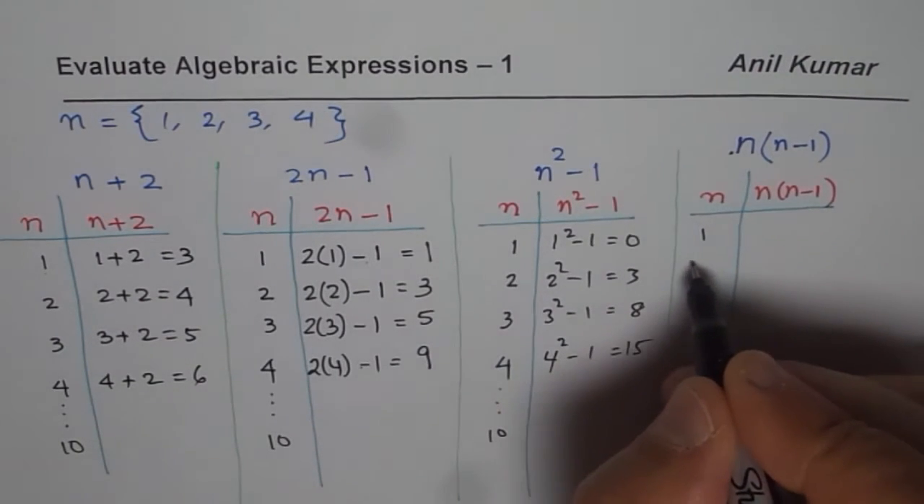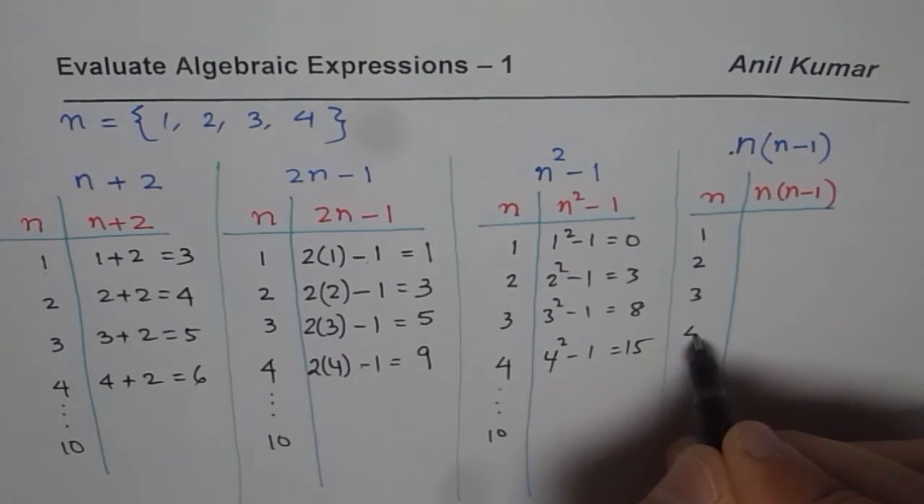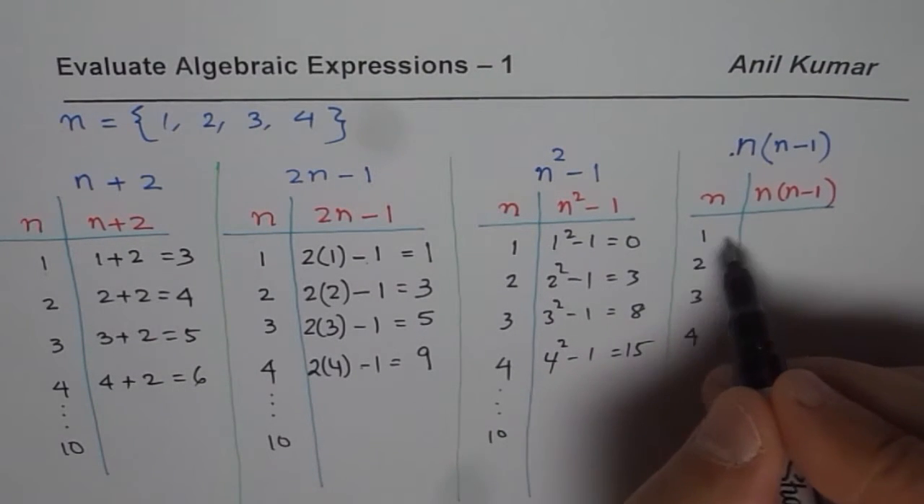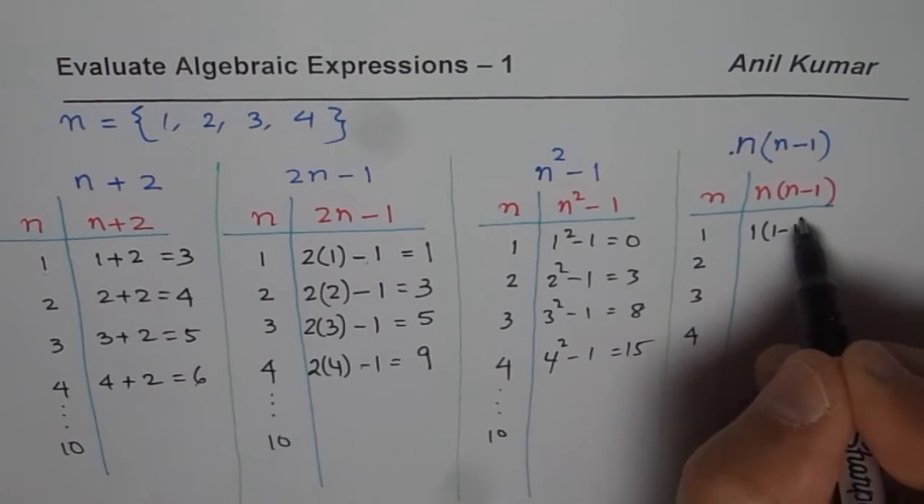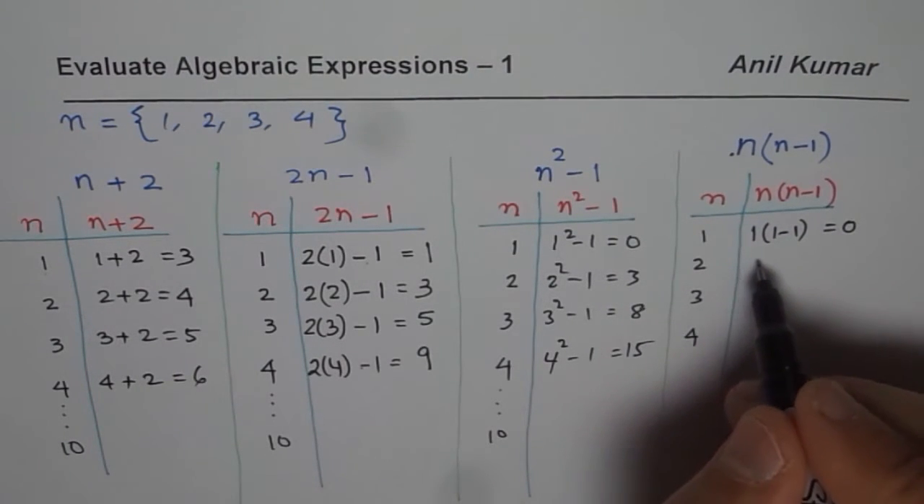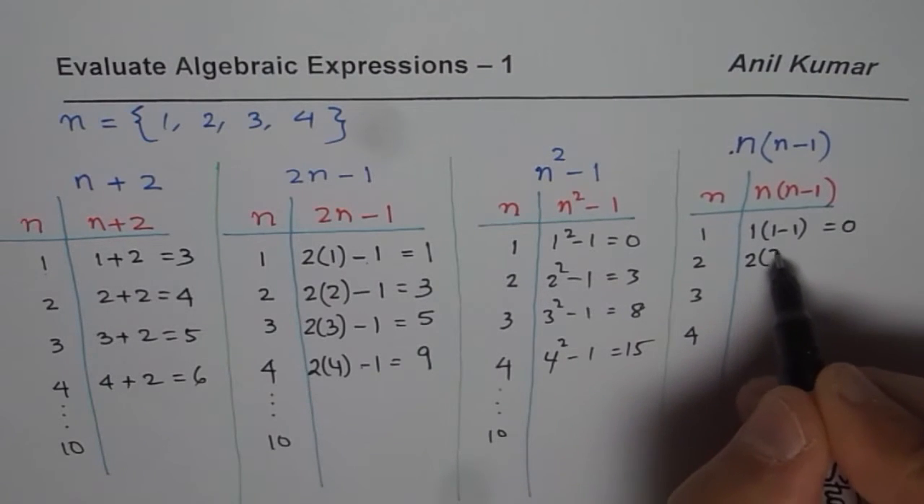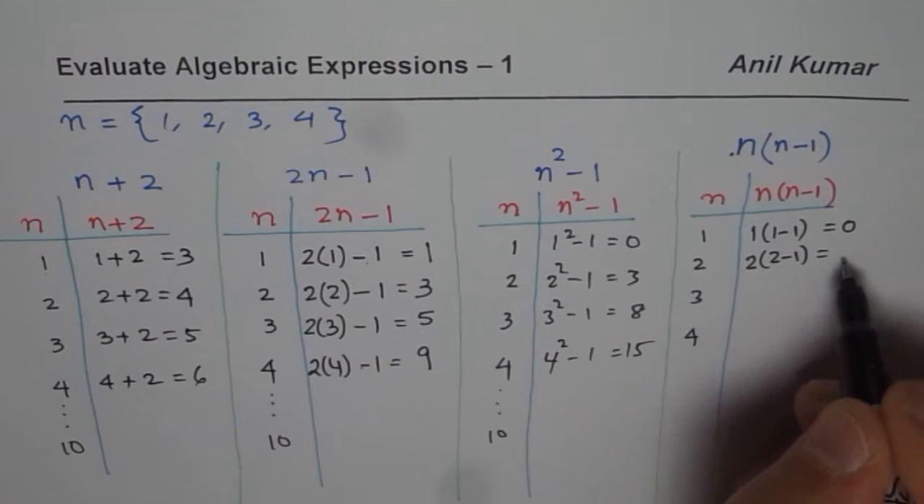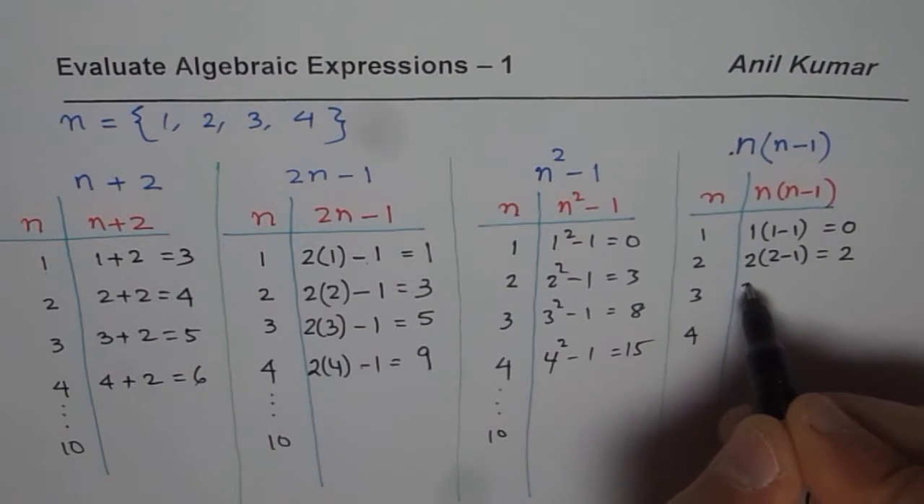Let us write down n values as 1, 2, 3, 4. It really means substitute n with 1 first. 1 times 1 minus 1. 1 minus 1 is 0. Anything times 0 should be 0. 2. 2 times 2 minus 1. 2 minus 1 is 1. 1 times 2 should be 2. So it's not that difficult, right?